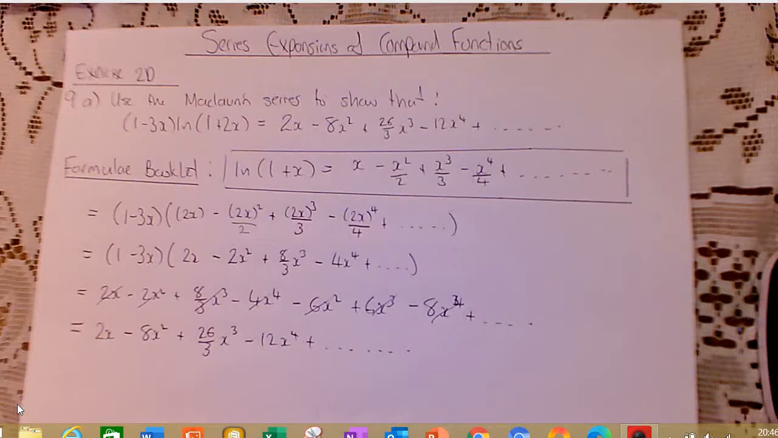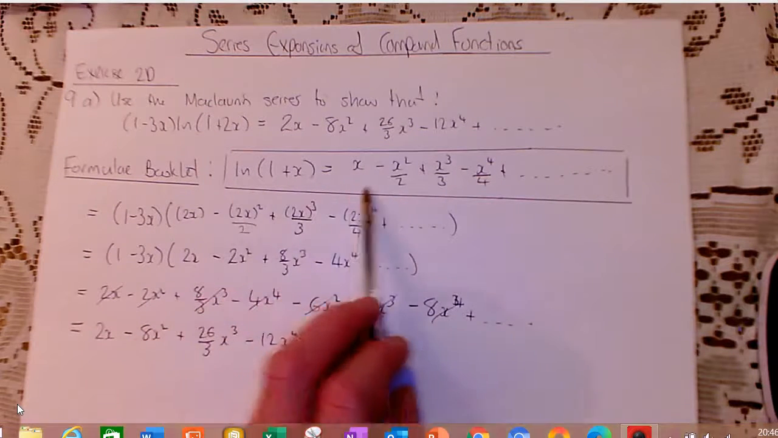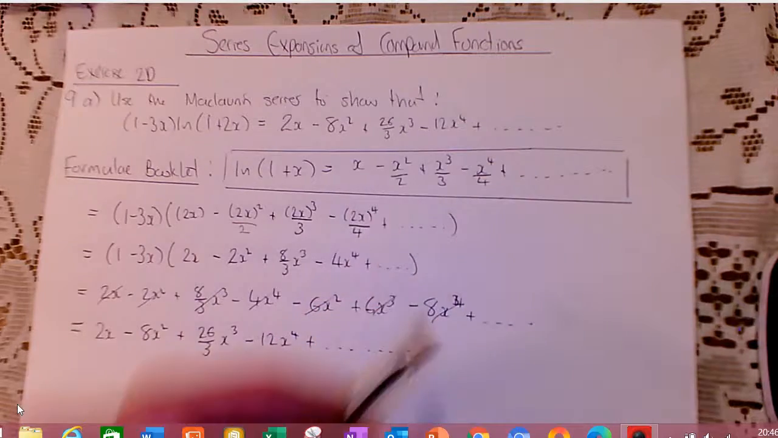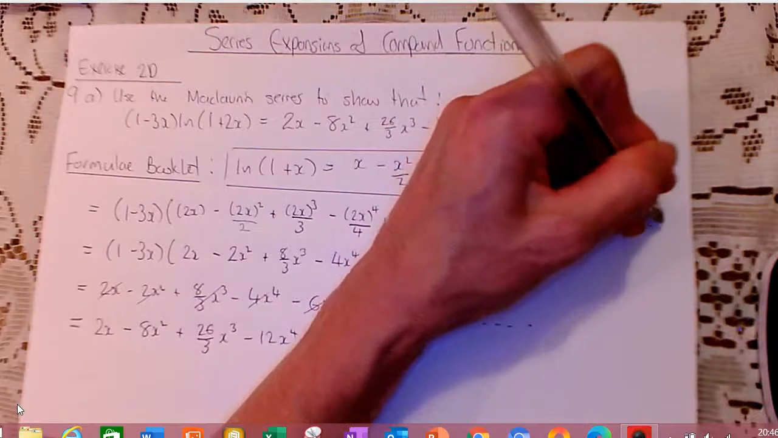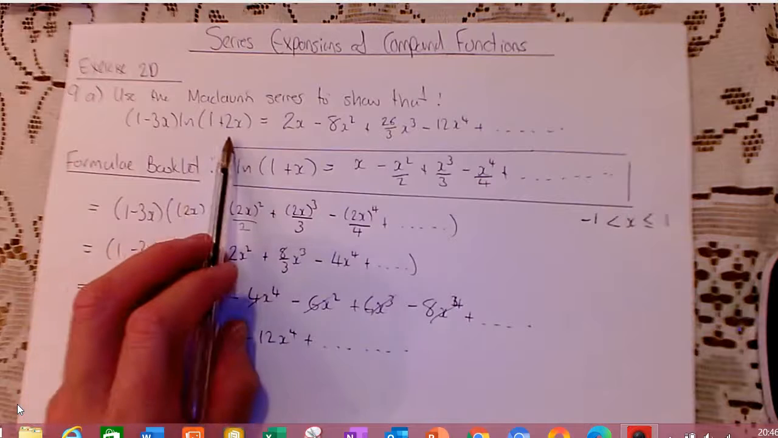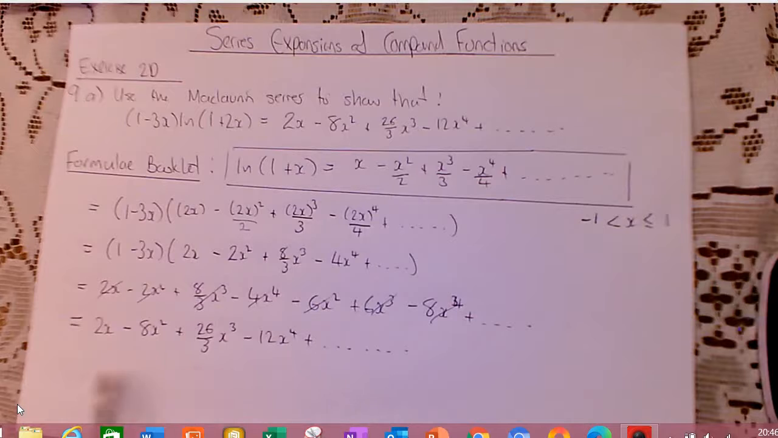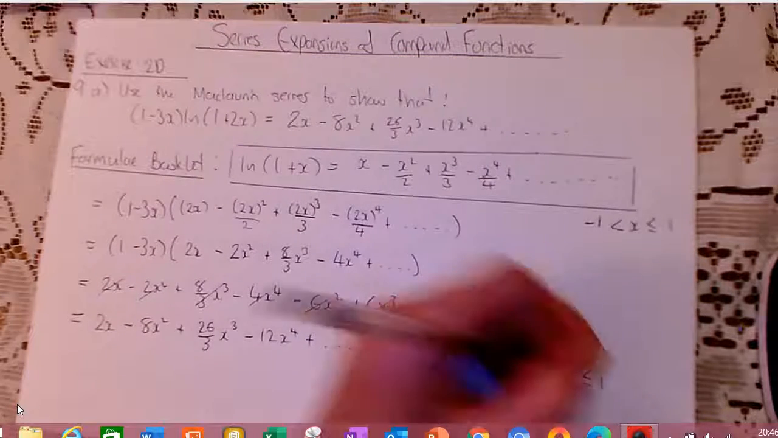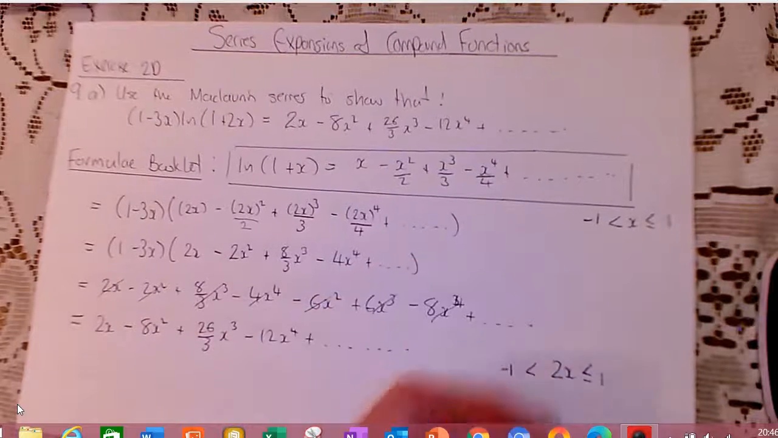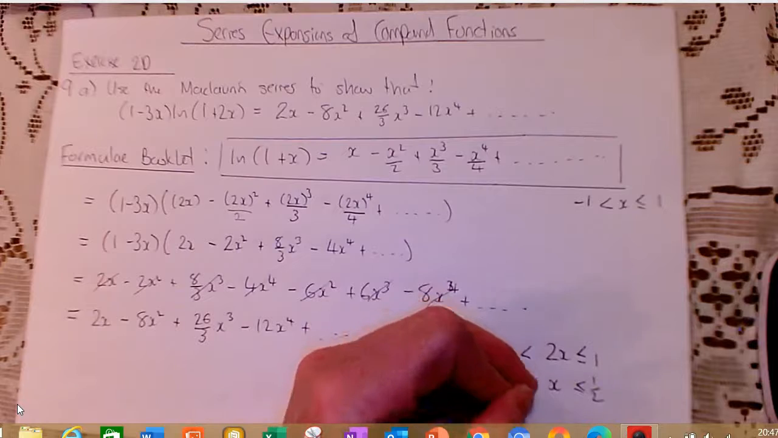They may sometimes ask for the validity of that series. Well, normally you're given in the formula booklet that this series is only valid when x lies between 1 and negative 1. So all you need to do here is remember you're substituting x with 2x. So this series is only valid when 2x lies between 1 and negative 1. So of course you'd say x lies between a half and negative a half.